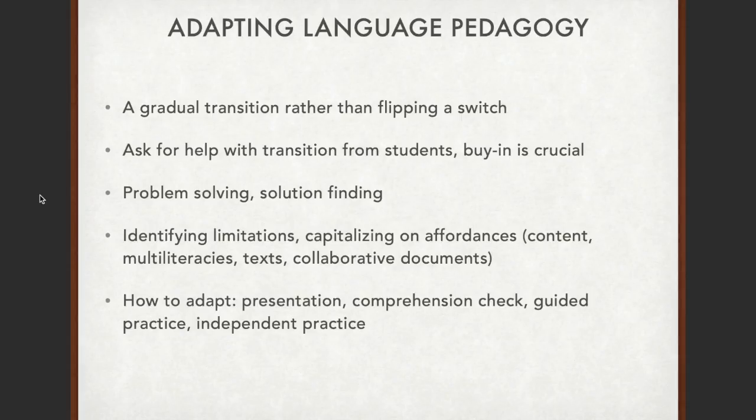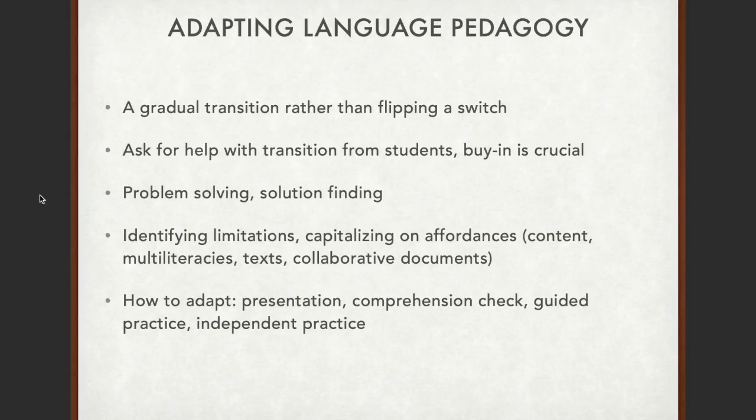Another way to put this is that you can begin to reflect on the affordances and on the constraints of using the distance format. So a constraint is something that you aren't able to do in the distance format, but an affordance is something that the distance format allows you to do particularly well.